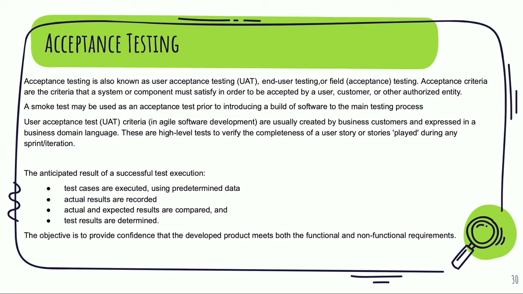So at the end of the acceptance testing, we can say the product is ready for release in the market. For acceptance, we usually do a smoke test. A smoke test may be used as an acceptance test prior to introducing a build of software to the main testing process.